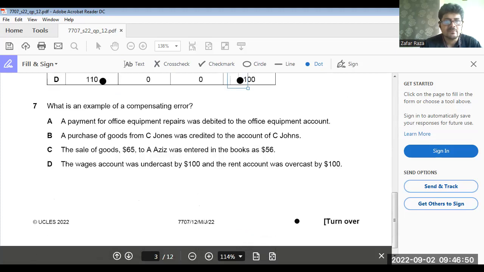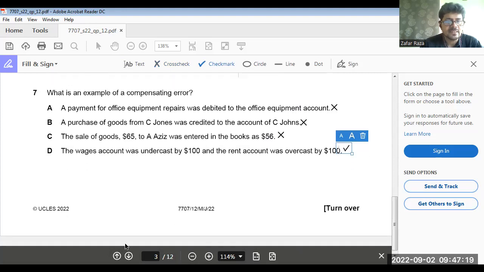Very simple. Which is an example of compensating error? A payment for office equipment repair was debited to office equipment. This is error of principle. A purchase from C. Jones was credited to C. Johns. This is error of commission. Sale of goods, $65 to A. Aziz was entered as 56. Transposition error. Okay, what is left? Yes, D option. Okay. Now, next.